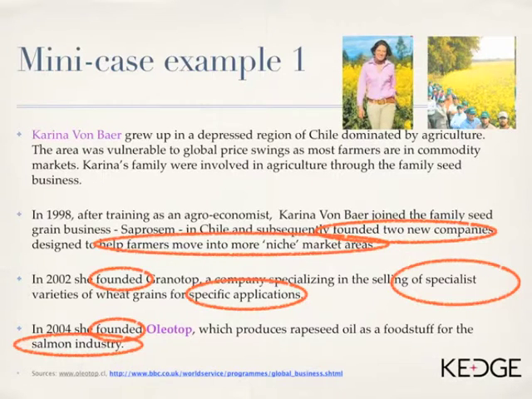So drawing on the commonalities of definitions of entrepreneurship, we can see in this case study that Karina was founding, for example, 2 new companies. Can we not relate that to organization building? She was helping farmers move into more niche market areas. There were mentions of specific applications, specialist varieties. Is that not about exploiting and leveraging knowledge?